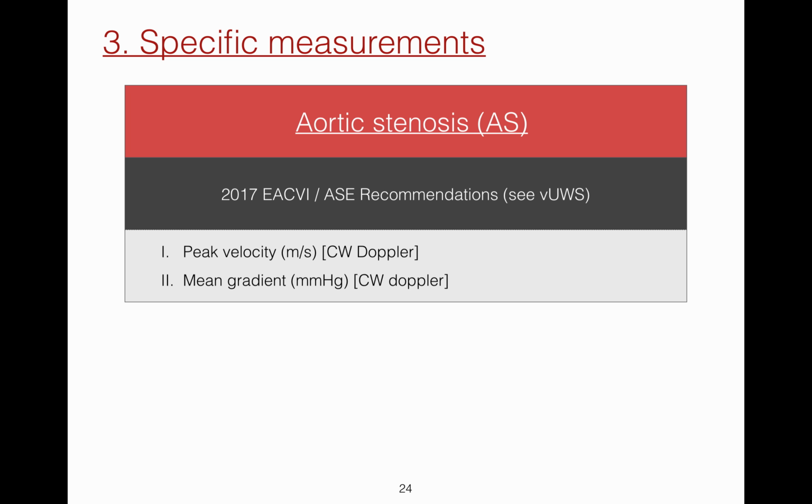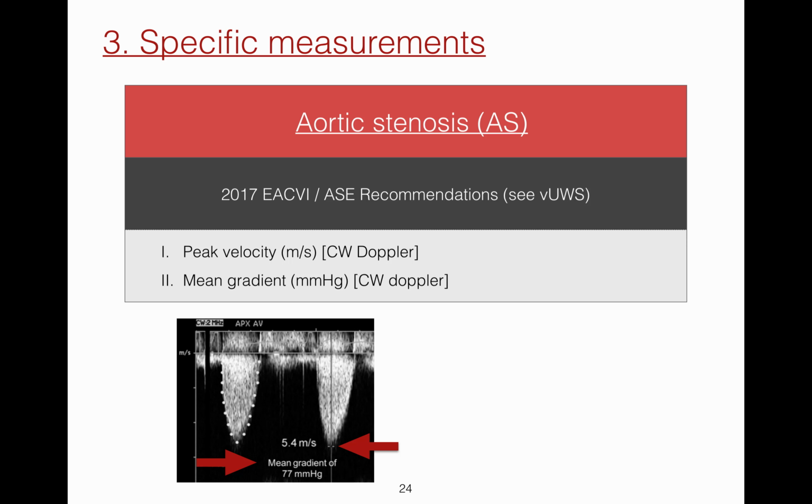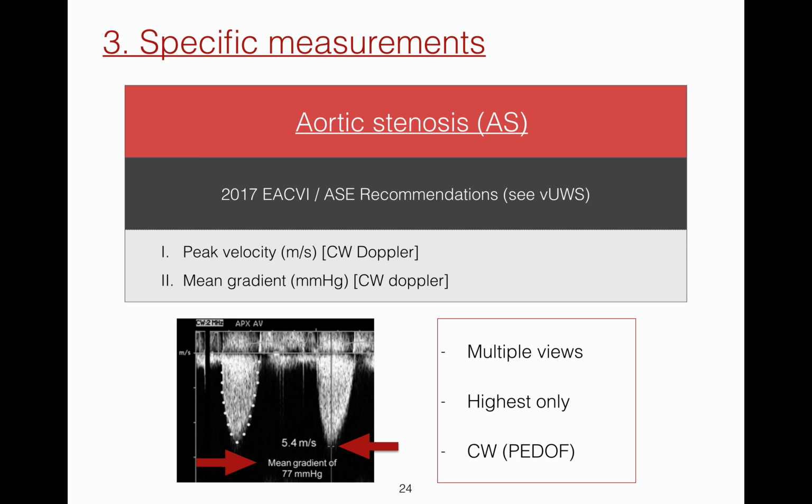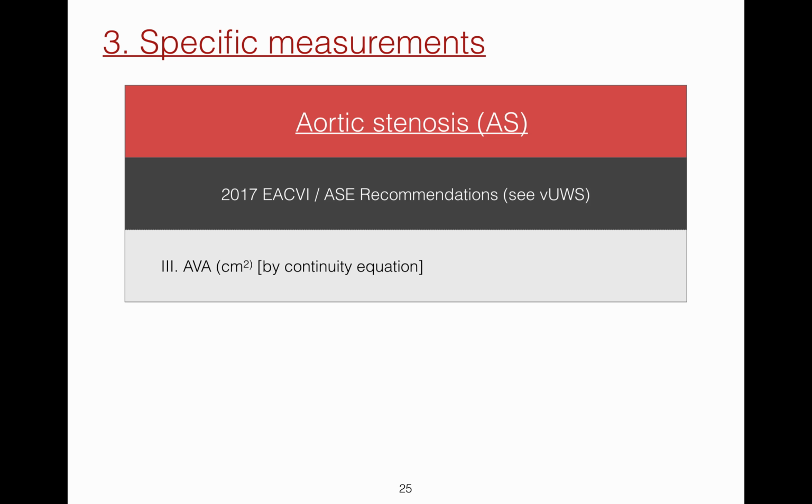Regarding the first two measurements, the maximum velocity and mean gradient, the recommendation document indicates the following. These measurements need to be made from multiple views. The highest value should be used when making calculations, and a PEDOF probe should be used in search of the highest value. The third measurement, aortic valve area.